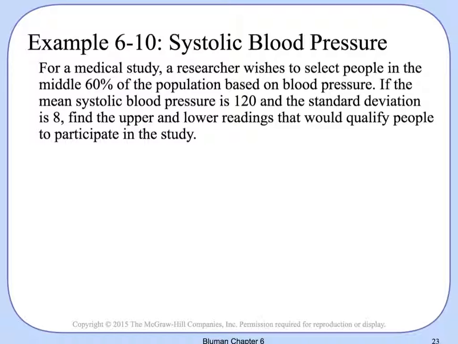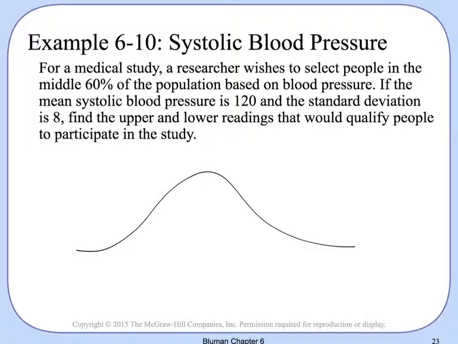Systolic blood pressure. For a medical study, a researcher wishes to select people in the middle 60%. Very similar to the one that I showed you, the middle 68%, whatever. All right. Clearly my brain's not functioning. So we want the middle 60%. If the average blood pressure is 120 with a standard deviation of 8, find the upper and lower readings that would qualify these people for the study.